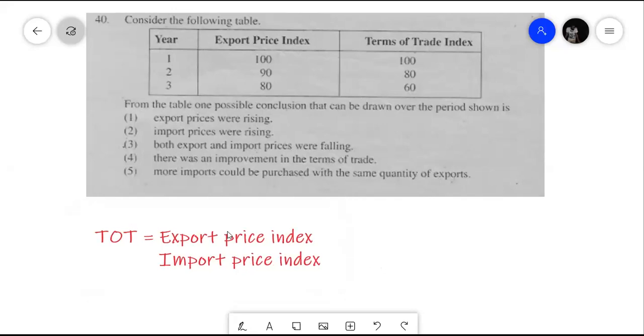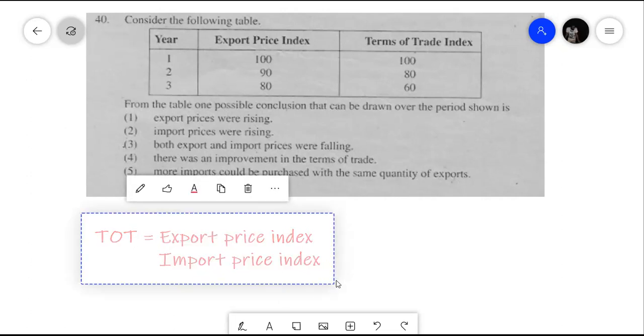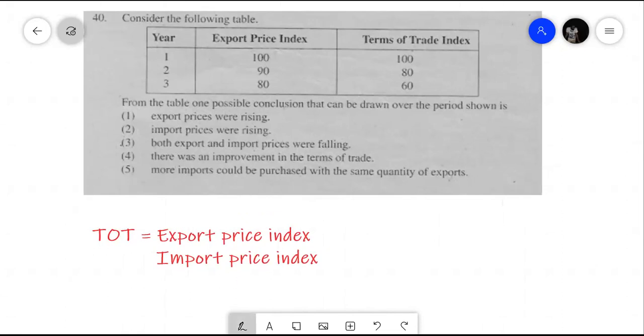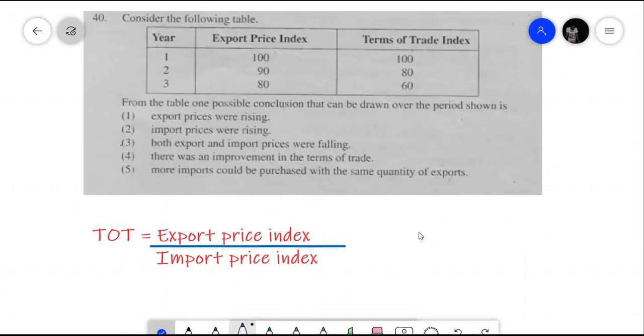Export price index means the average price you get for 1 unit of export, right? So let's say the country is exporting 1,000 different things. For 1 unit of it, what is the average price? So import price index also means the same thing. You might import 1,000 different goods, but import price index means what is the average price of 1 unit of input. It's not the simple average, yeah, it's a weighted average, but simple, remember, it's an average. In that context, then, right, we'll look at this question.